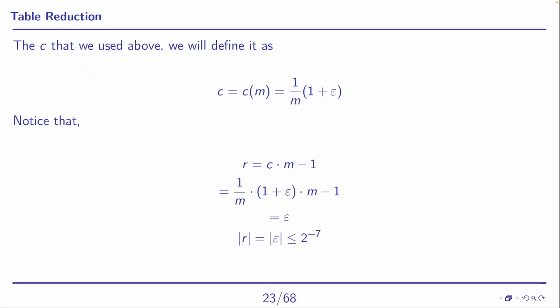So now what's C? I'm going to define C as 1 over m, which is the m that I reduced in the previous step, multiplied by 1 plus epsilon. And one thing to notice is that my R is basically that epsilon there, and it should be around a value of 2 to the negative 7. It's equal to or less than that value.